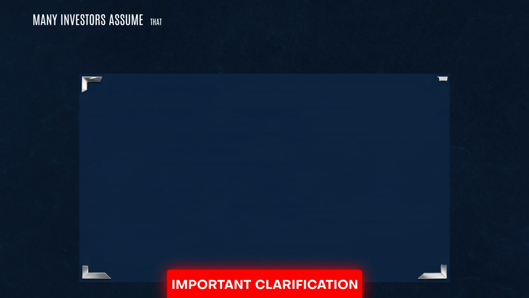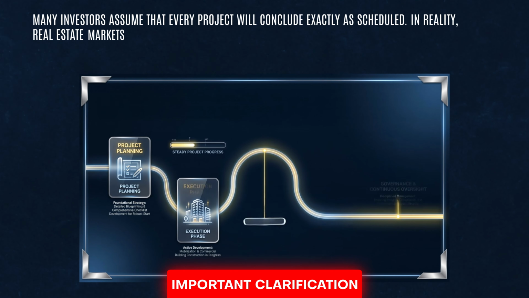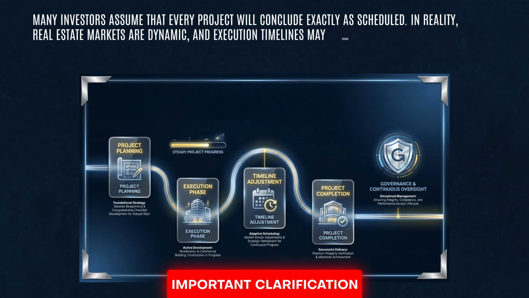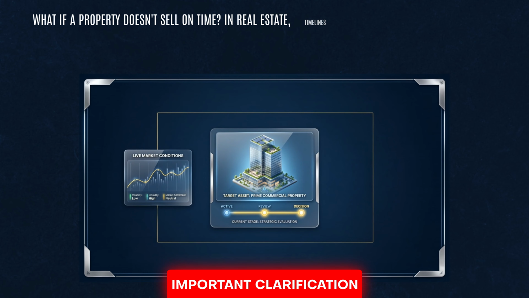Many investors assume that every project will conclude exactly as scheduled. In reality, real estate markets are dynamic, and execution timelines may change due to factors beyond the control of the investment manager. What if a property doesn't sell on time? In real estate, timelines can change because markets change.